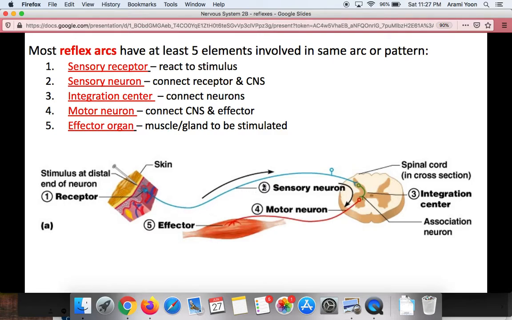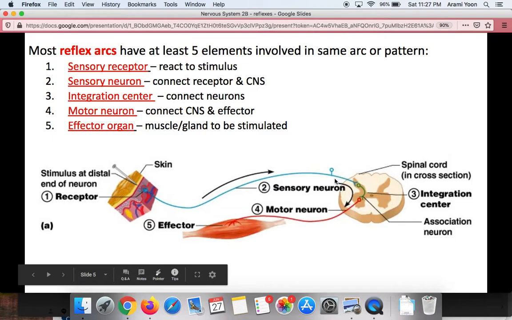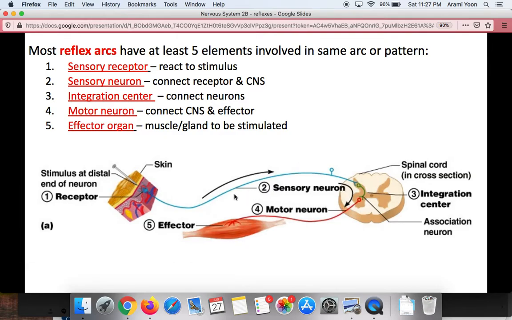So here's the sensory neuron shown in blue. And the sensory neuron is the neuron that connects the receptor in your skin, in this case, to the central nervous system. And remember, the central nervous system is composed of the brain and the spinal cord. And here what you see is a cross-section of the spinal cord. So the sensory neuron is connecting the sensory receptor under your skin, the one that receives the pain signal, and that pain signal is traveling over here to your spine.